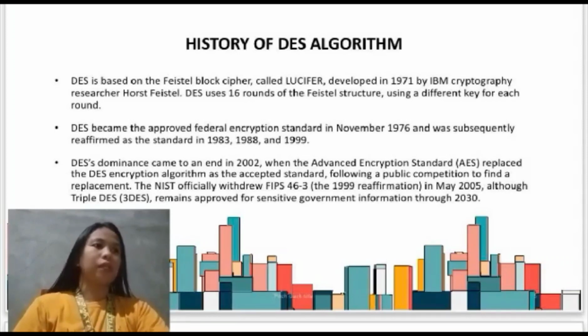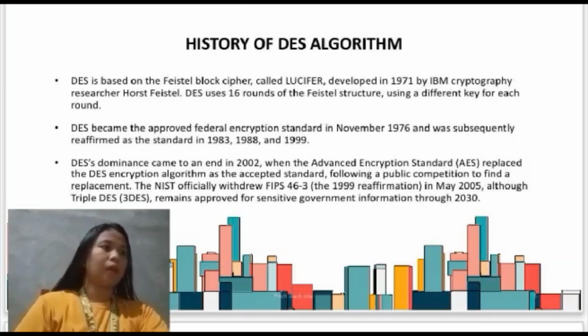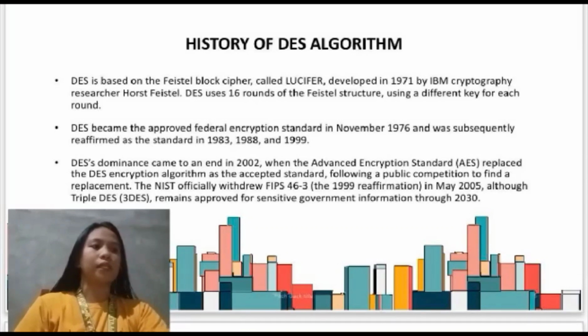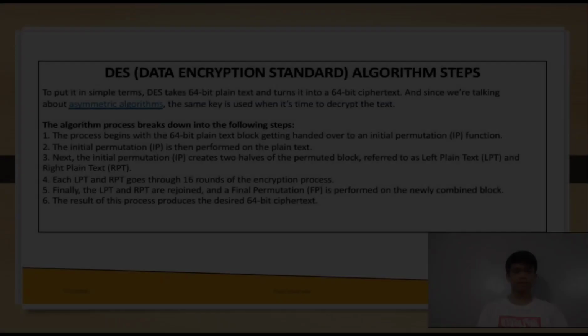But concern about its security emerged in the 1990s, as advances in technology made brute force attacks against the 56-bit key length possible. So the DES algorithm was eventually replaced by the Advanced Encryption Standard algorithm in 2001, although it remains an important part of the history of cryptography and has influenced the development of subsequent encryption algorithms.